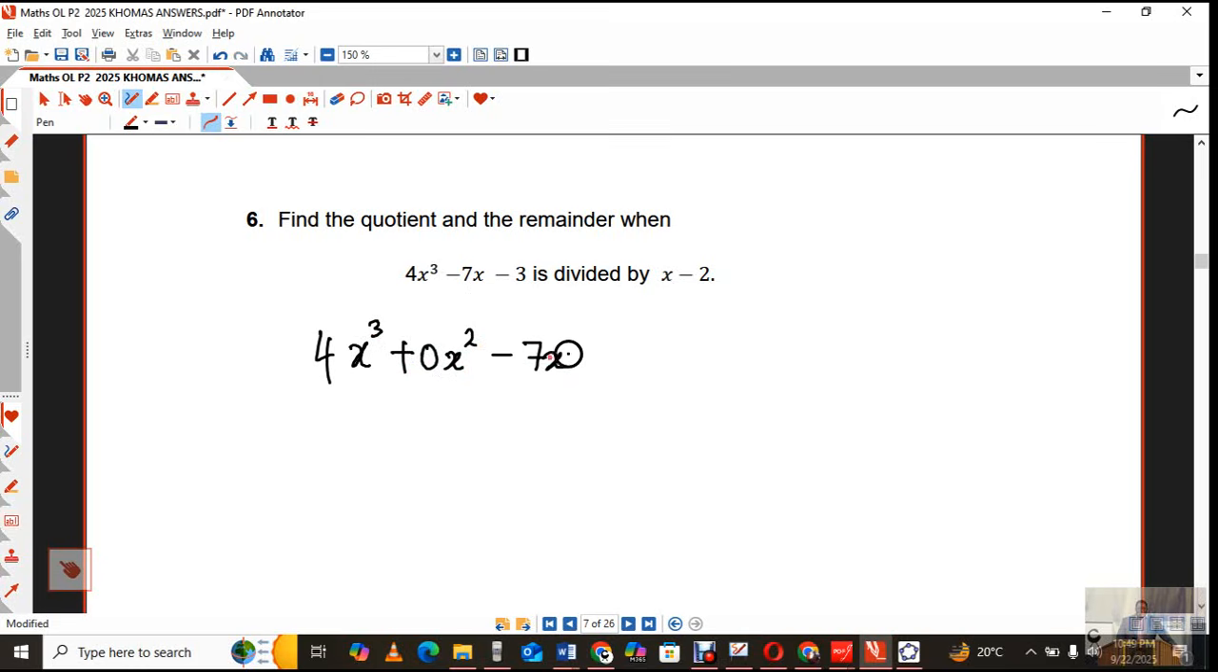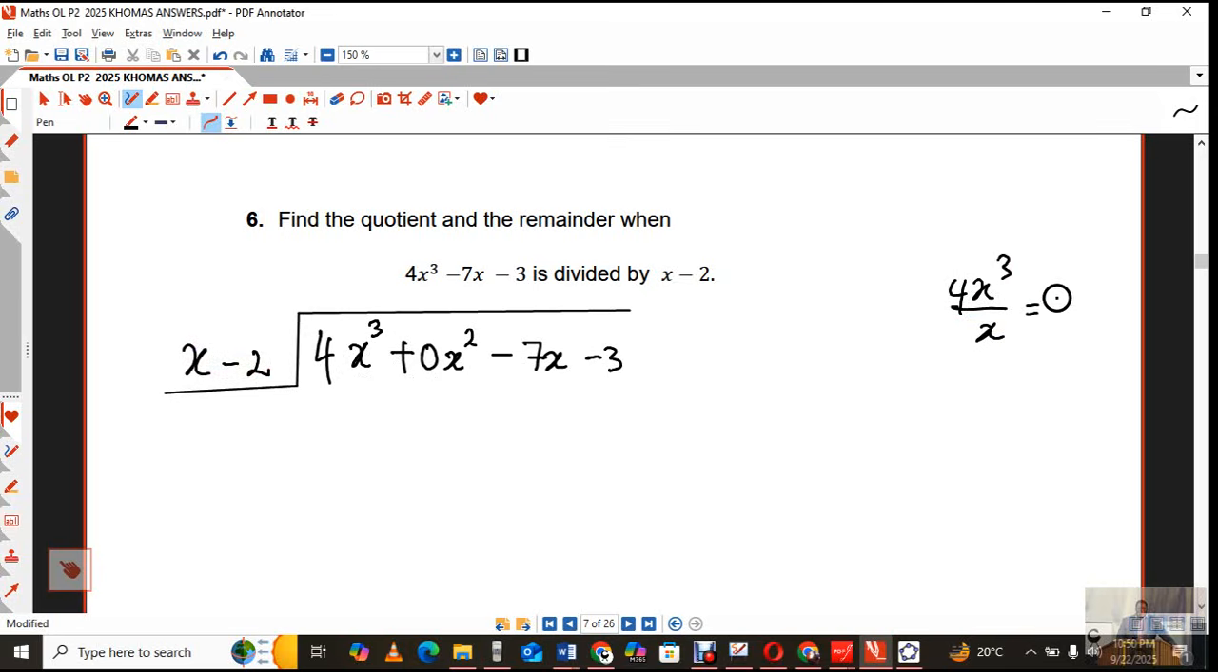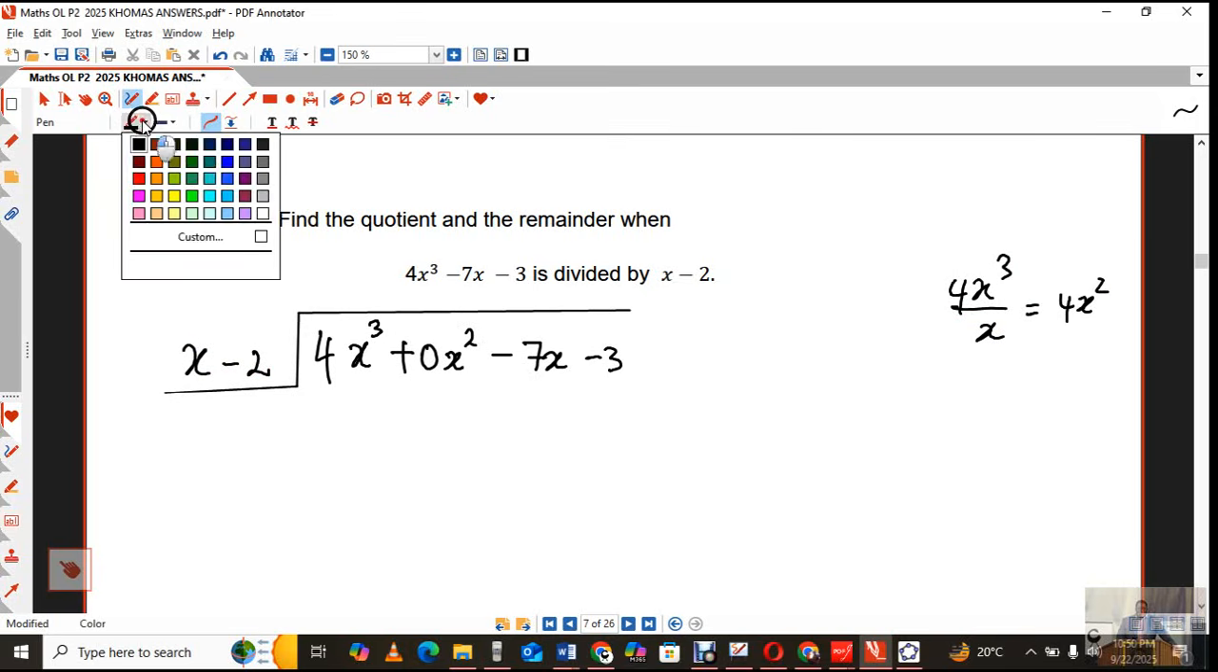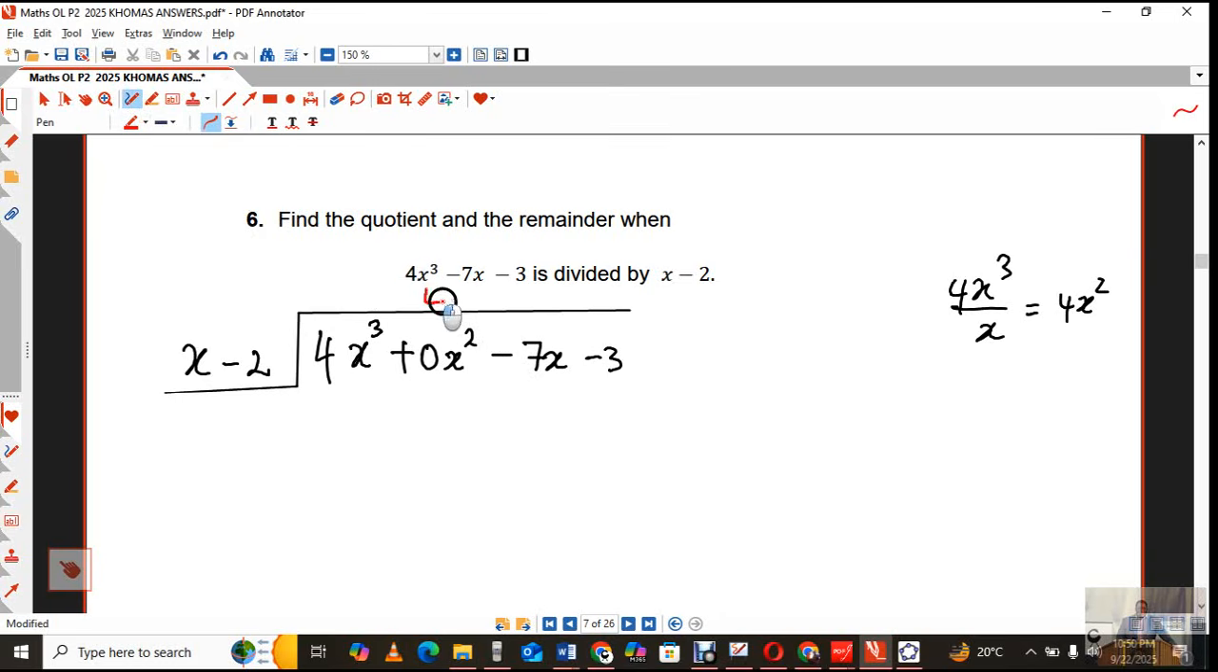And minus 7x minus 3, all right? And obviously you are going to divide this by x minus 2. Right, so maybe a bit of side work. So 4x cubed must be divided by x, okay? That is going to leave you with 4x squared. Maybe write that in red so it doesn't confuse. So this is 4x squared over there.